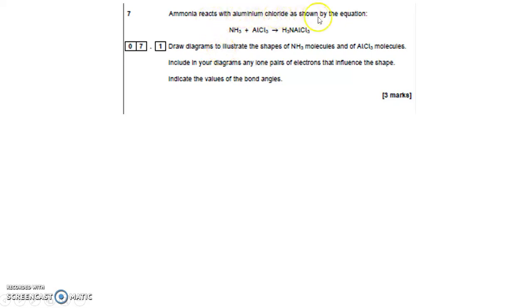Ammonia reacts with aluminium chloride, as shown by the following equation. So ammonia is NH3, aluminium chloride is AlCl3. Draw diagrams to illustrate the shapes of NH3 and of AlCl3 molecules.